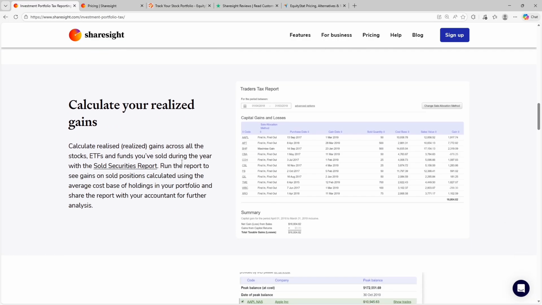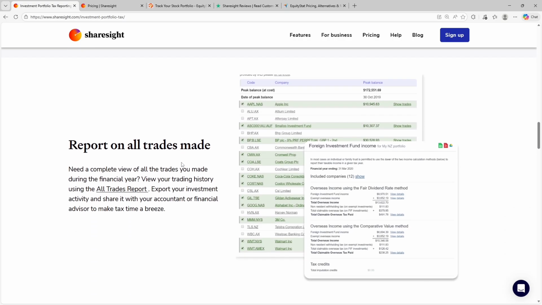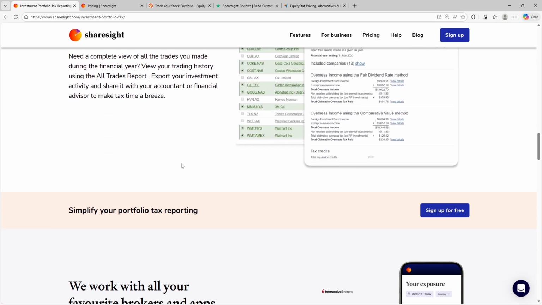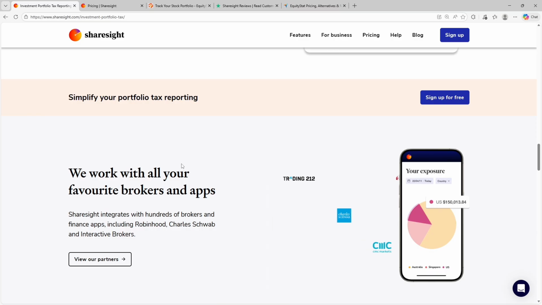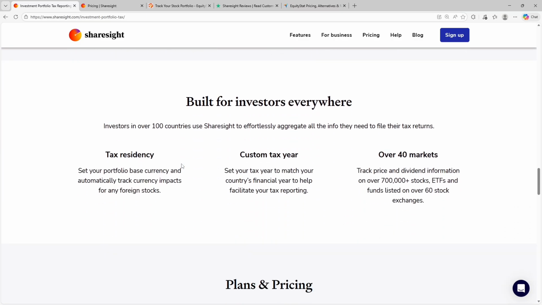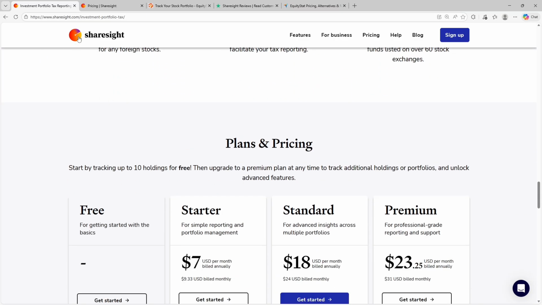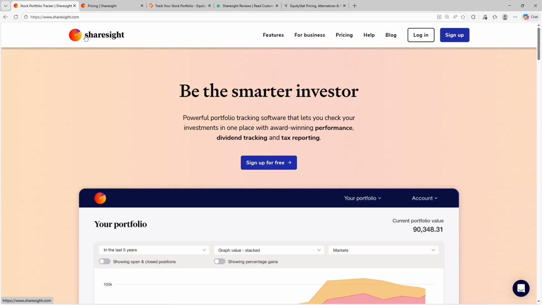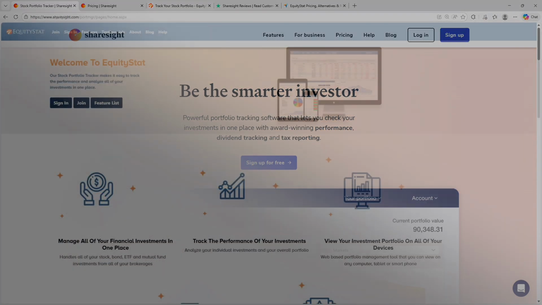The downsides are flexibility and modernity. Sharesight's interface is functional rather than visually exciting. Customization is structured rather than freeform, and users looking for real-time dashboards or lifestyle-oriented visuals may find it conservative. Pricing also scales with portfolio count, which can be restrictive for users managing many small portfolios.